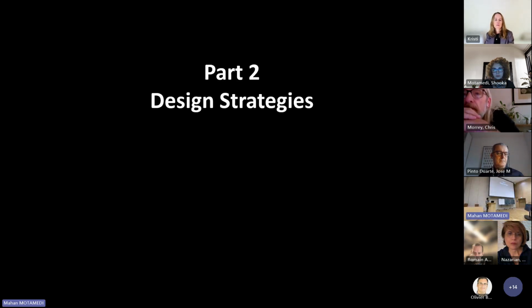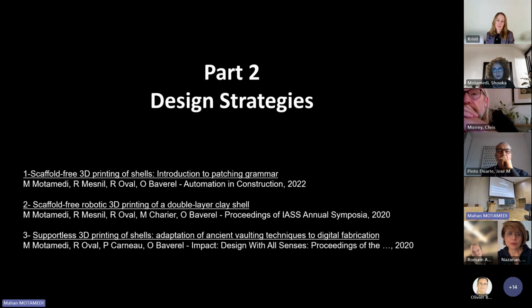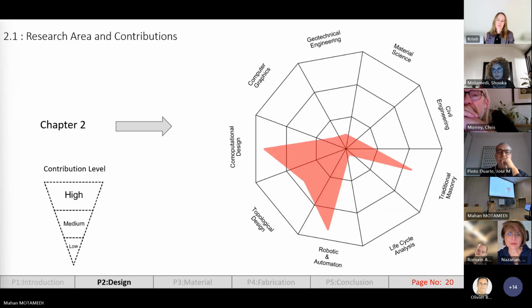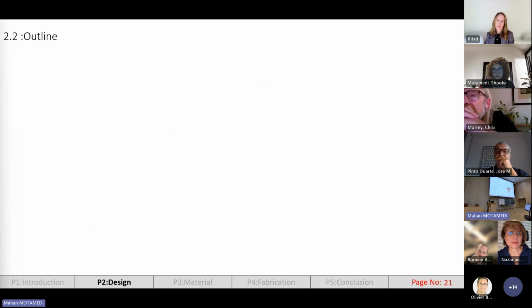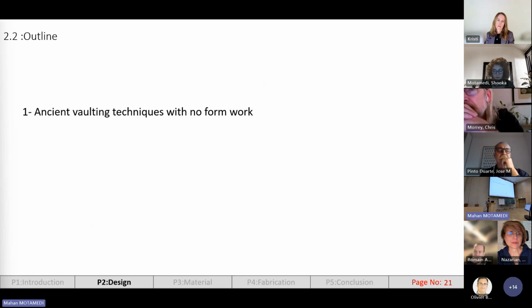So the second chapter is about the design strategies. The material of this chapter is already published in 3 different articles. So here is the graph that shows the contribution of this chapter to the field. So in this chapter, we have a high contribution to the computational design, robotic automation and traditional masonry. So the outline of this chapter is the same as here.